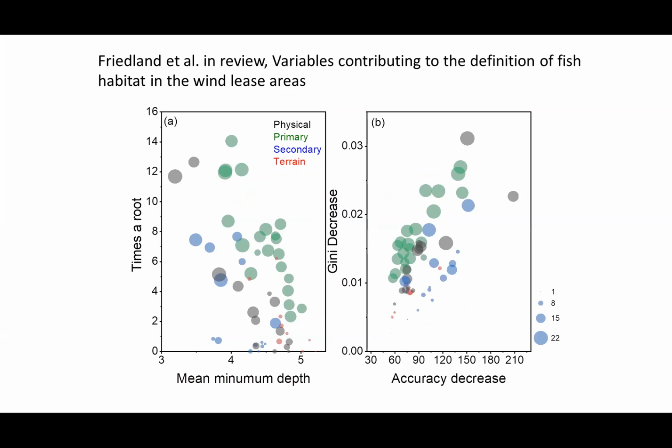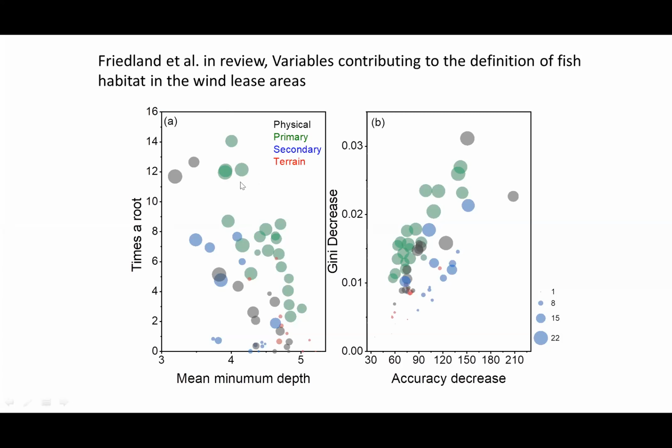And what we find is that variable importance analyses suggest that primary and secondary production variables are very important. The way you read these variable importance plots is that in the left-hand plot, the variables are up in the upper left quadrant.